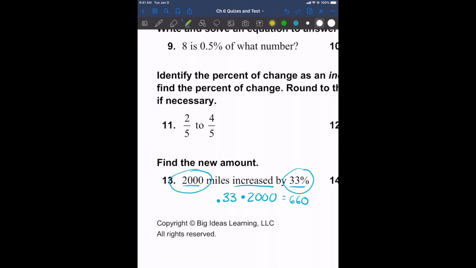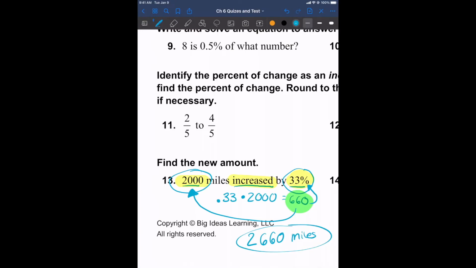You reread it. 2,000 increased by 33%. You guys, this number right here, 660 is the 33%. Now add it back onto the original. Okay? That's how you'll know what the final answer is. It's 2,000 plus 660, which then you get 2,660 miles. That's the new amount.